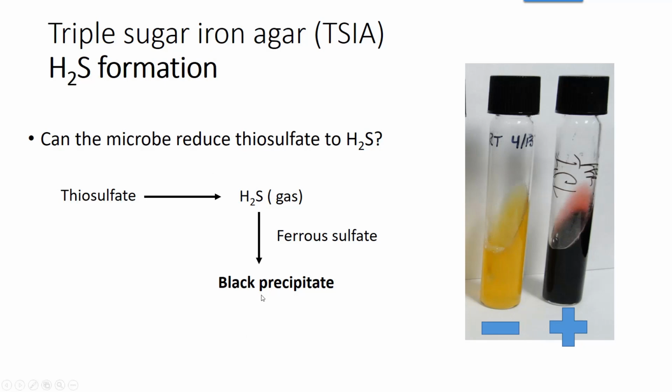So out of the 4 bacteria we work with, Proteus is the only one that can break down thiosulfate and produce the hydrogen sulfide gas, but we see a black precipitate. So a positive reaction, black precipitate. So we've got our substrate, our product, our indicator, and our positive reaction. So we're done with the TSI tube.